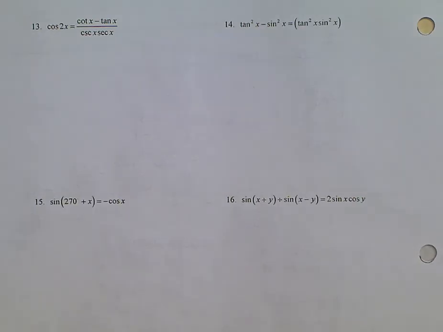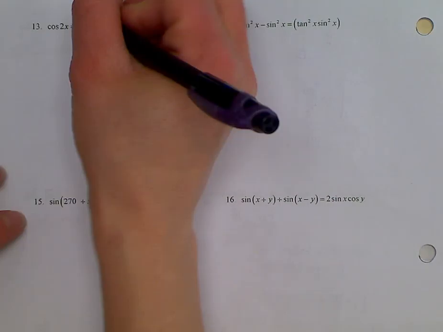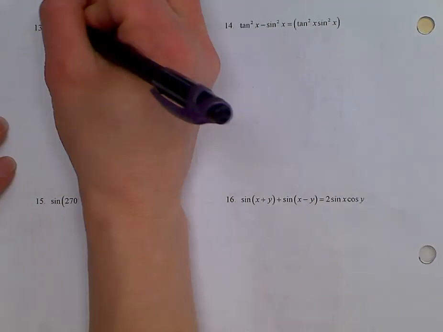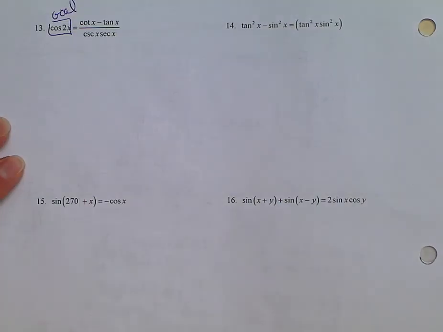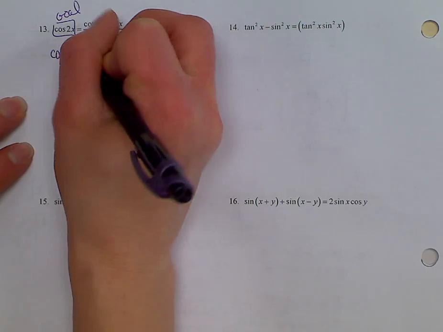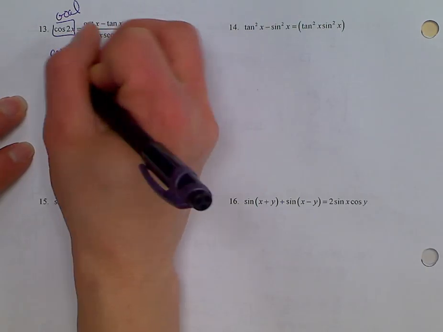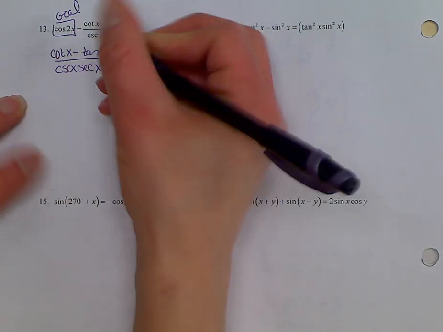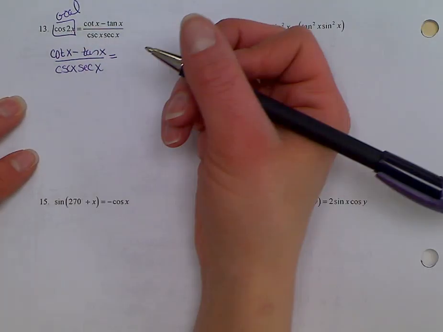Okay, and our last four verifications. In number 13, this side definitely looks like we could do much more work. So I'm going to make the left side my goal. So I'm going to rewrite the right side, and get to work. Let's see.